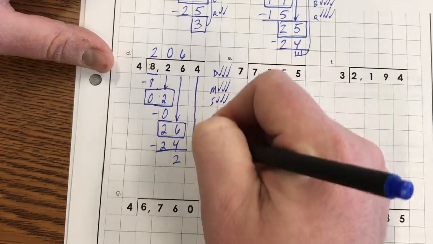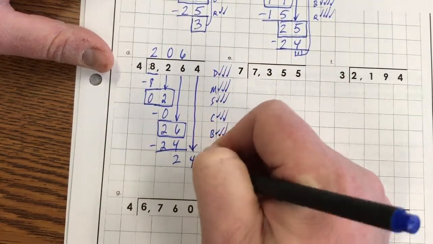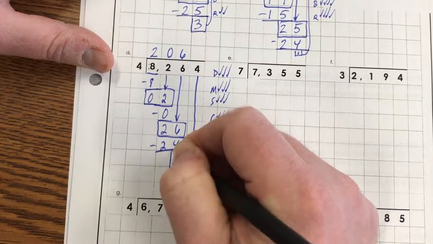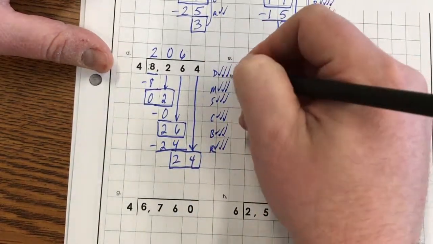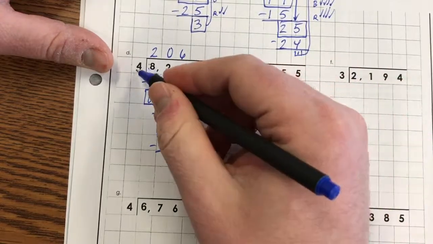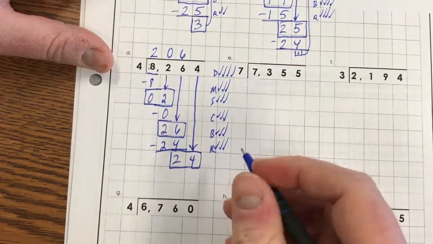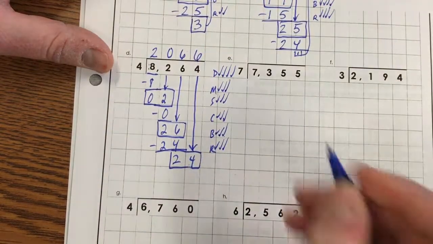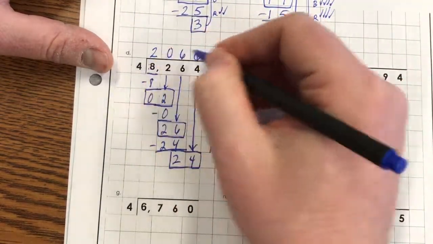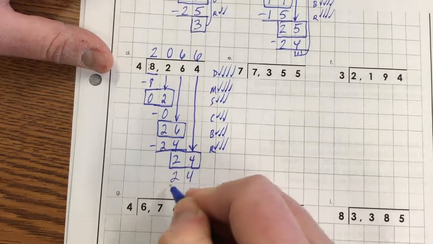Bring down the 4 and box. That's what's left on our tray to divide up. And we're going to repeat because there's space in the quotient. Time to determine again. 4 times what gets me close to 24 without going over? I know 4 times 6 is 24. Multiply it. 4 times 6 equals 24.